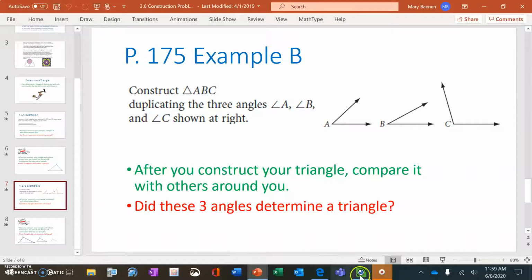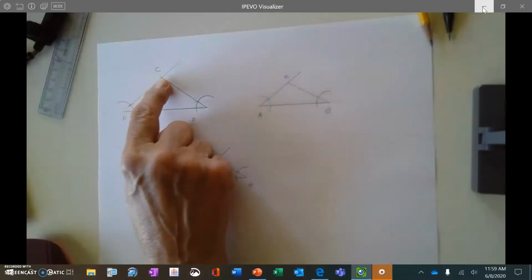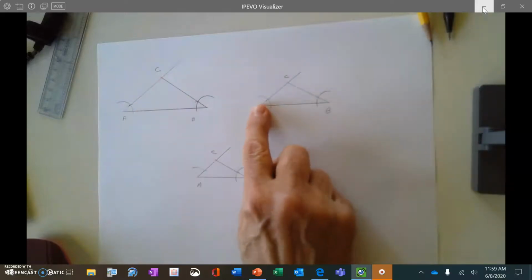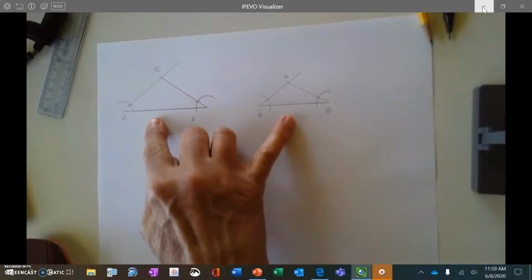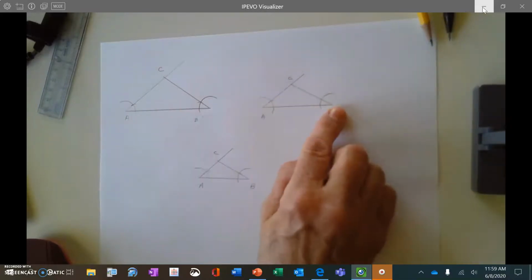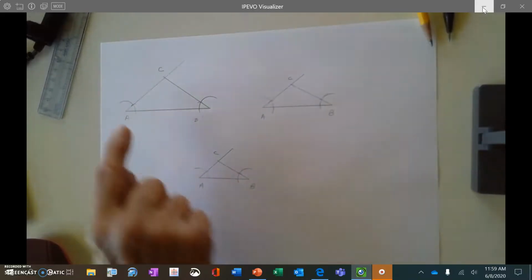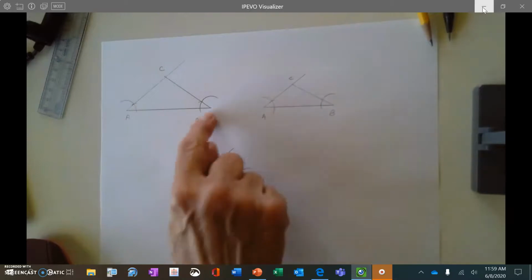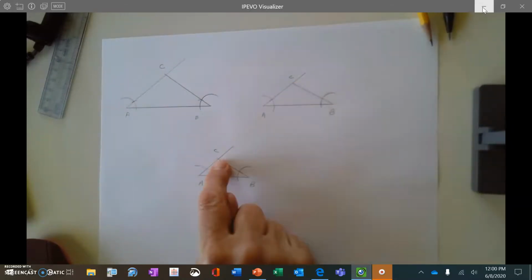So I did that. So here I did angle A and B, and then a C occurred. I copied angle A, angle B. See, they didn't tell me how long to make those sides, so I just made this one about 3 inches, this one about 2 inches, this about 1.5 inches. But they all have the same exact angle A, the same exact angle B, and the same exact angle C.